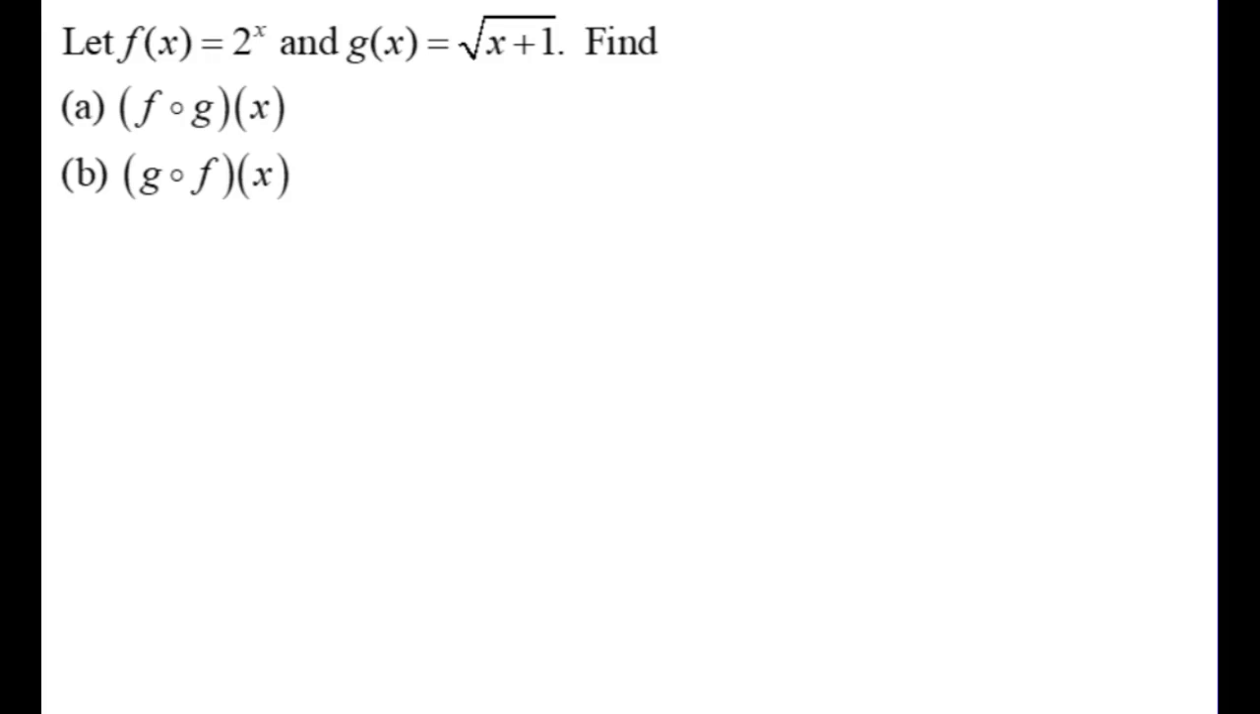In the next example, let f of x equal 2 to the x and g of x equal the square root of x plus 1. So we want to find in part A, f o g, f of g of x, and in part B, g o f, g of f of x. First, we're going to look at the domain for f of x and g of x. We're looking at f of x, the domain. We have 2 to the x, an exponential function. We can put any real number in for x and get a y value in return. So our domain is negative infinity to infinity.